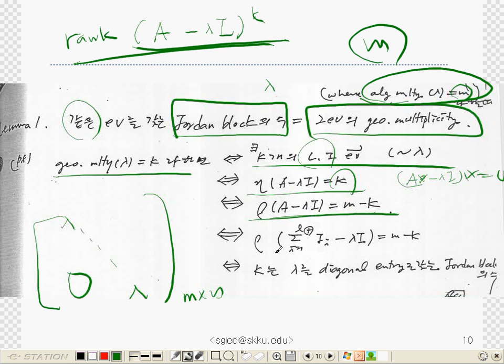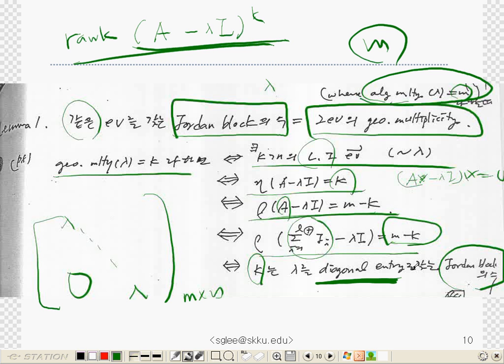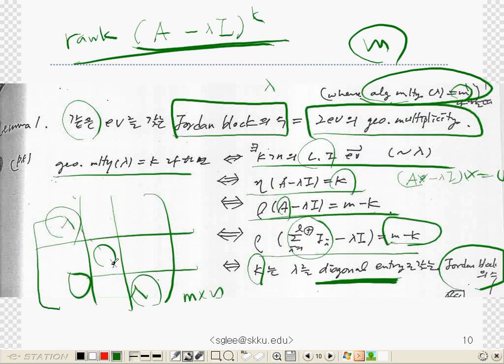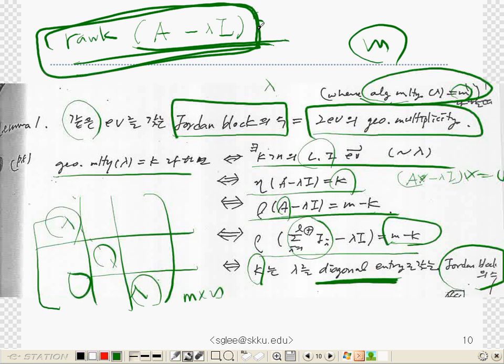But here, this is the same as A being the direct sum of the Jordan blocks, definitely. So this is the length of this direct sum of Jordan blocks minus lambda I. That's m minus k. So this means k is the number of Jordan blocks that have lambda as a diagonal entry. Suppose we have geometric multiplicity k, that means we have k Jordan blocks here. That's because of the meaning of the length of A minus lambda I.